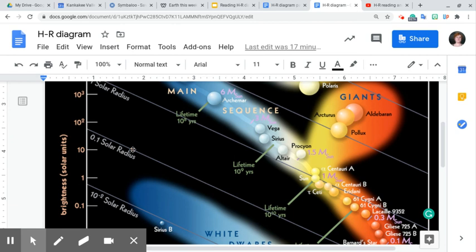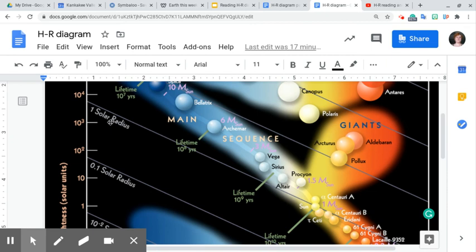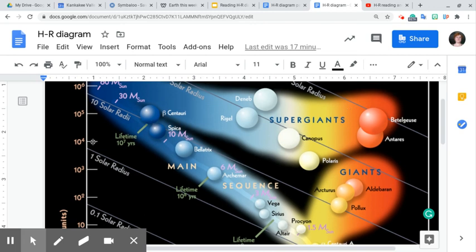If it's 10, we're talking about 10 times brighter than our sun would be those that are running about there. 10 to the second, that's 100 times again. That's 100 times brighter than our sun. So those running along there are roughly 100 times brighter. 10 to the third, 1,000 times brighter. 10 to the fourth, 10,000 times brighter than our sun. 10 to the fifth, 100,000 times brighter than our sun. So Betelgeuse is like 100,000 times brighter than our sun.